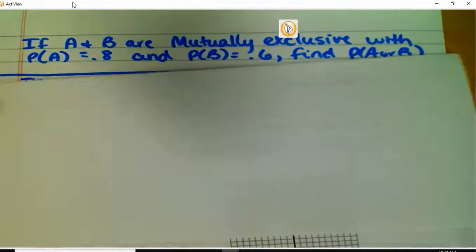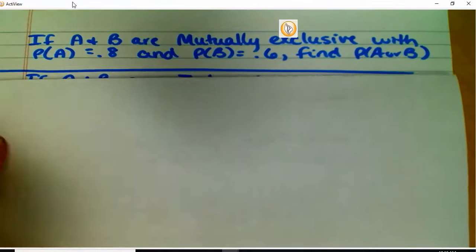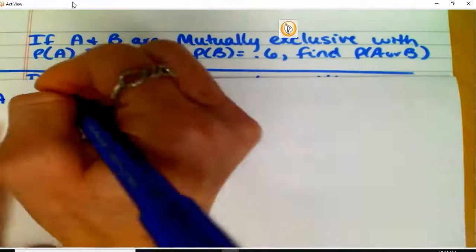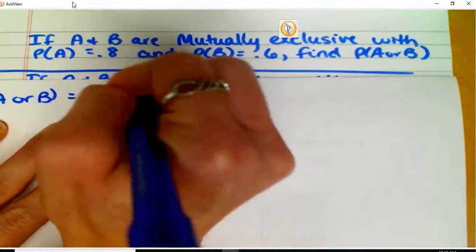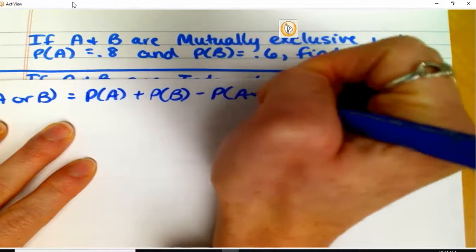If they're mutually exclusive, what's the probability of A and B happening? If they can't both happen, what's the probability that they both happen? 0. It's impossible. You have on your formula sheet a formula for disjoint and then not. Even if you pick the wrong one, you can get it. If you know they're disjoint, it's just probability of A plus probability of B. If you didn't, you have to subtract off the probability of A and B.